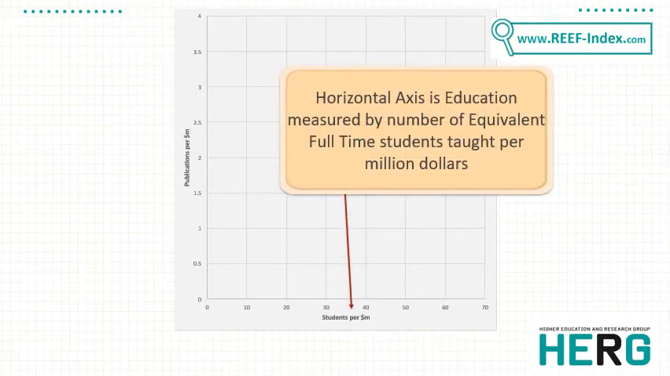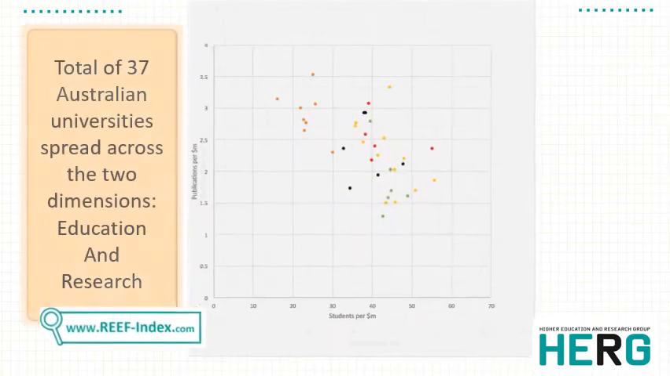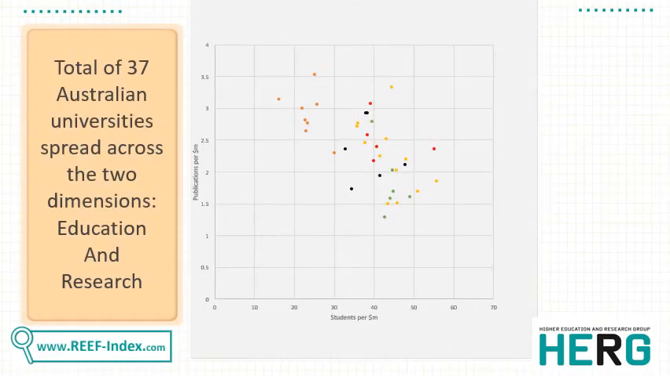The horizontal axis is the measure for education, and this is equivalent full-time students taught per $1 million. Here is the REEF Index graph for a particular year showing the 37 major public universities in Australia across the 2 dimensions of education and research.